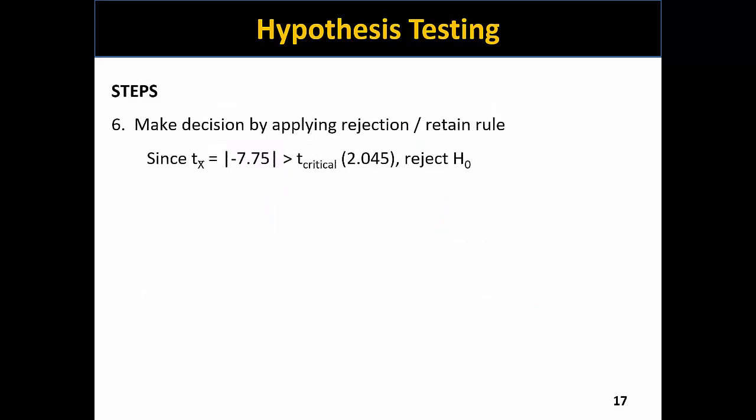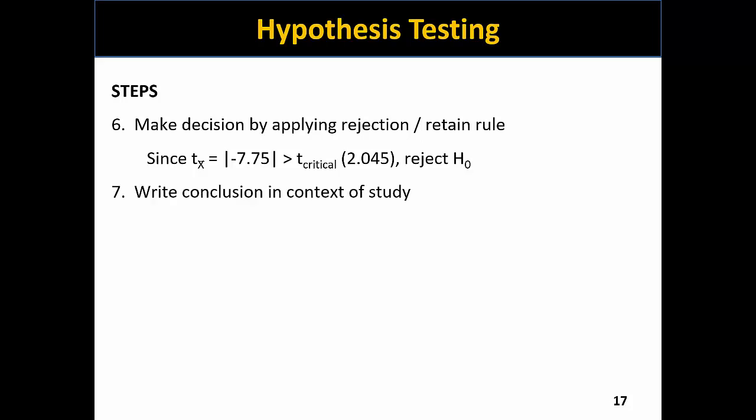So we move on to testing that value against step 4. Since our calculated value, or at least the absolute value of negative 7.75, is greater than the critical t-value that was determined from the table of 2.045, we therefore reject the null hypothesis. In rejecting the null hypothesis that the sample would be equal to the population average, which we assume to be a 2, we accept the alternative that it is not equal to the value of 2.